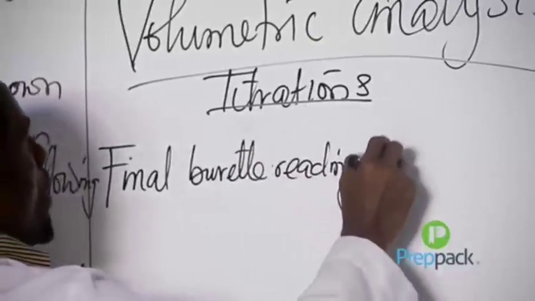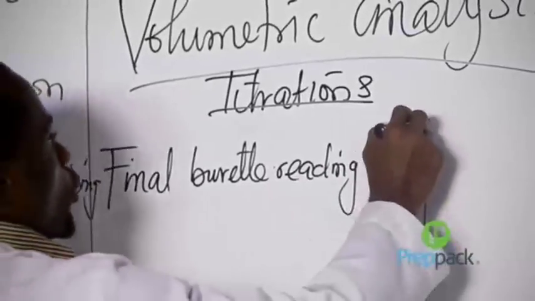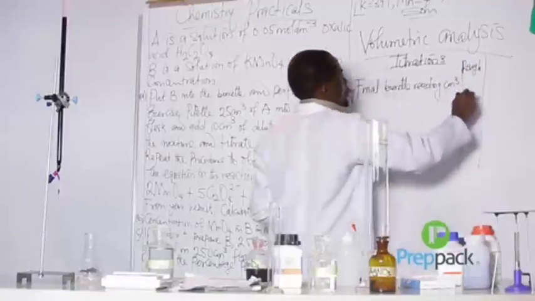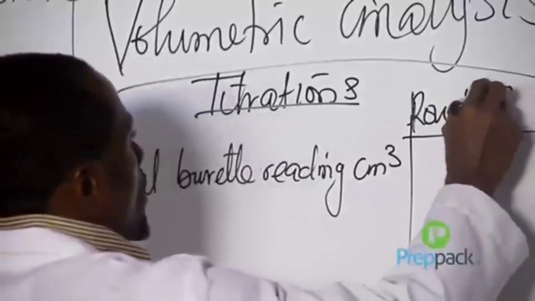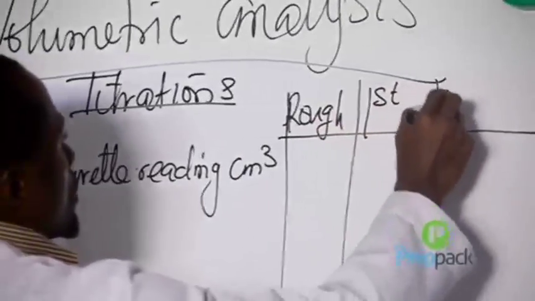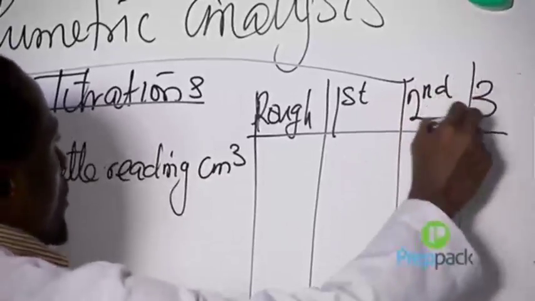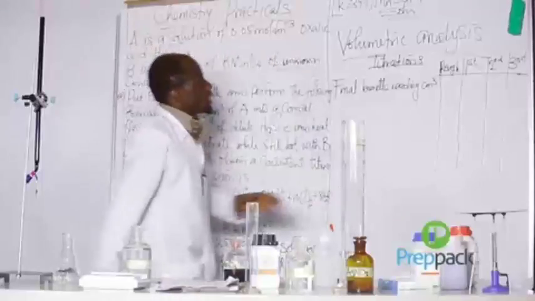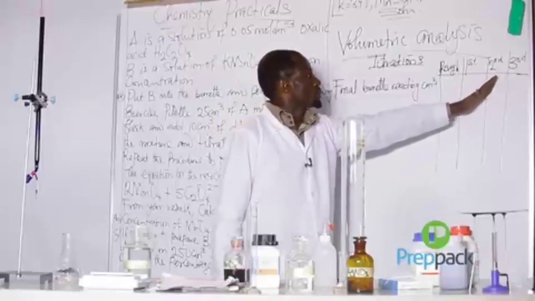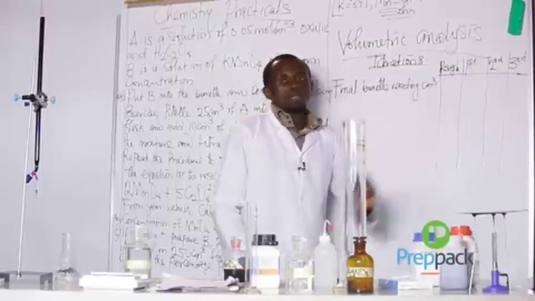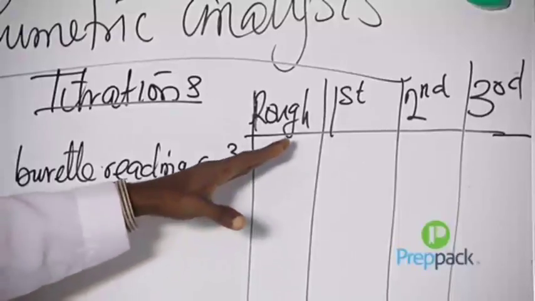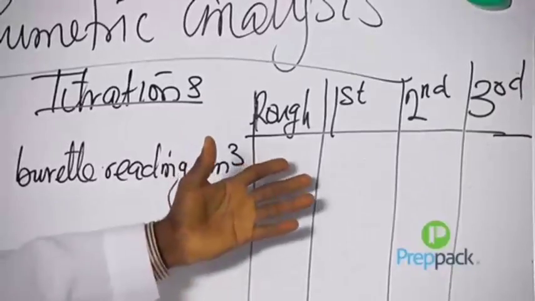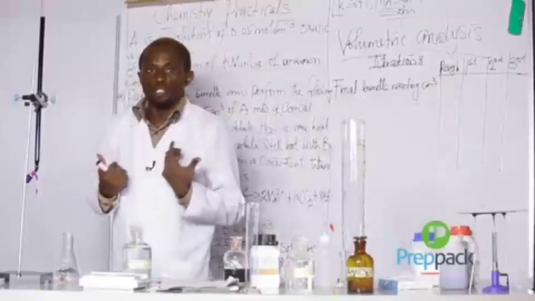In cm cube, you have the first one, or your rough. You have the first one, the second, and then the third titration. It depends on the number of titrations you want to do. You can as well conduct just the rough and 2 titrations, or the rough and 3 titrations. The rough is just to make the students stable, a kind of remove tension from the students.